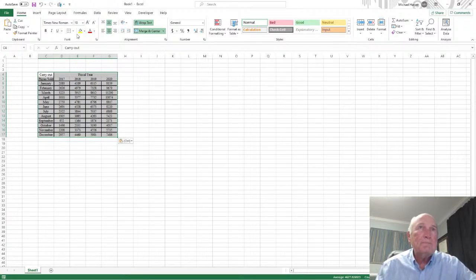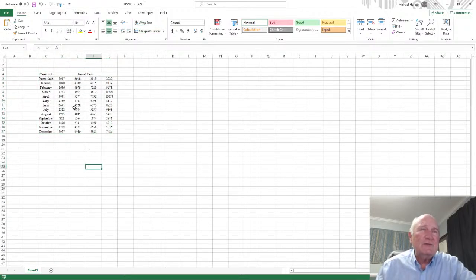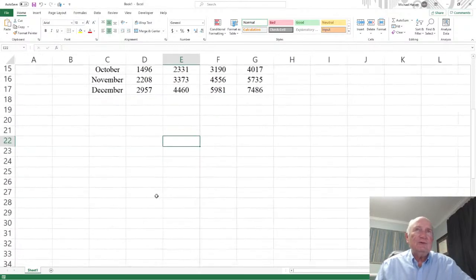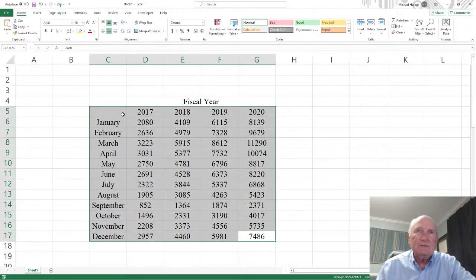Come down here a ways and say, okay, there it is. Let me take this out. We don't need that. Now, the first thing you do, remember, is plot the data. And there's the data. So let's just highlight all of this.